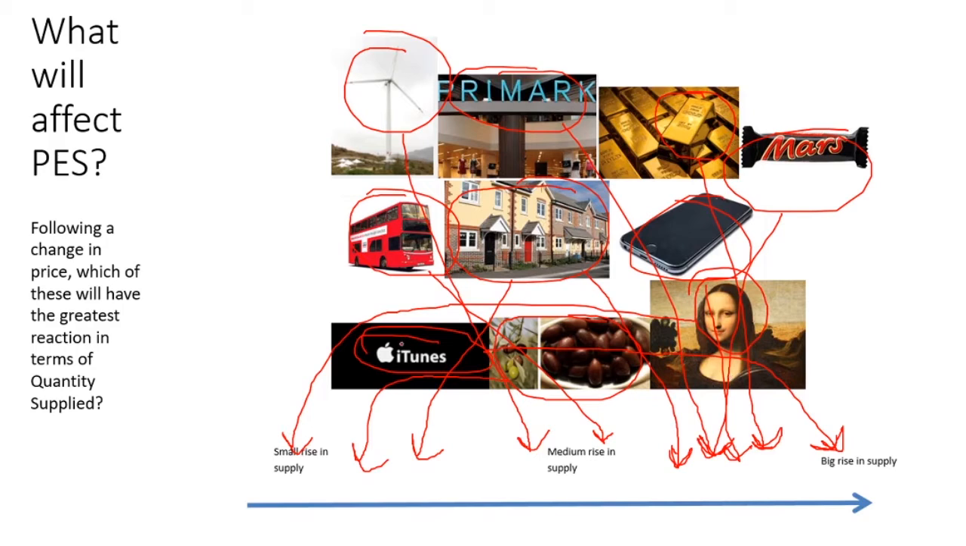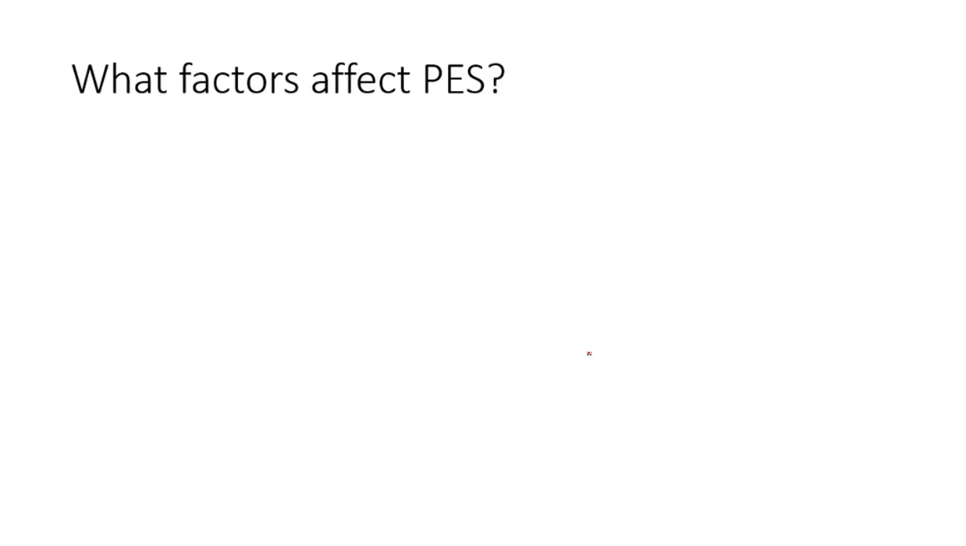So I think that's the kind of thing where, if the price goes up, you're going to see lots more of that on the market. And that's kind of what we're trying to establish here. We're trying to establish what determines the price elasticity of supply. So that's what we're going to be talking about now.